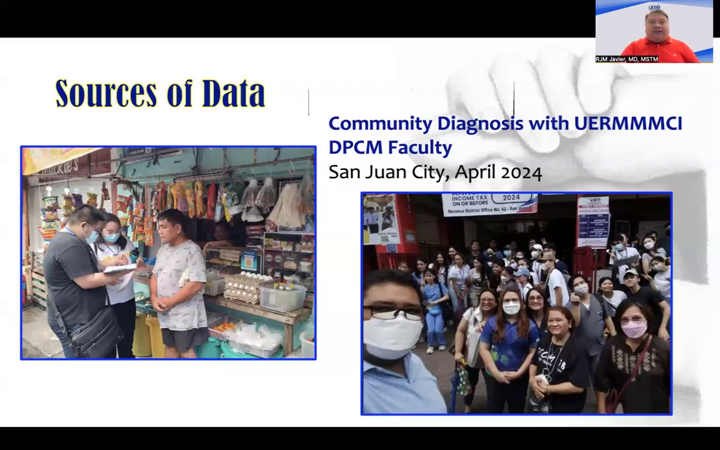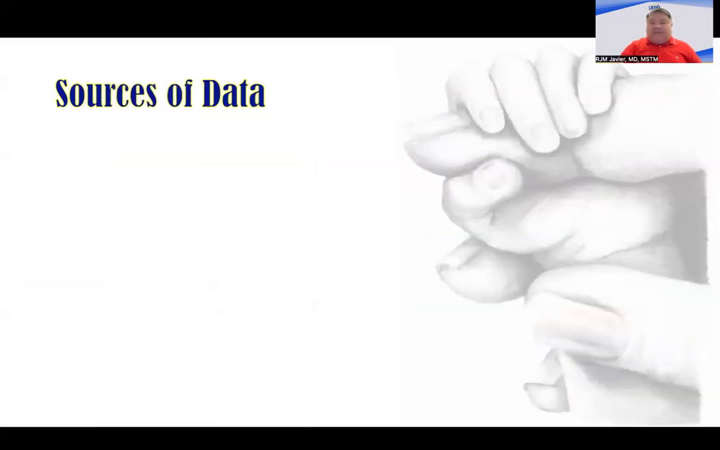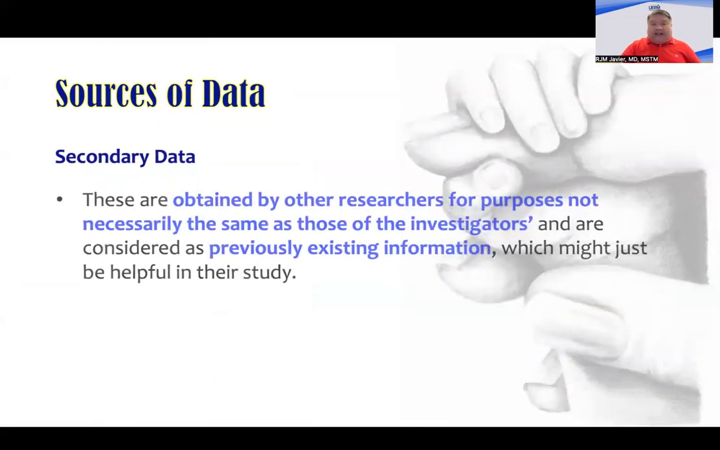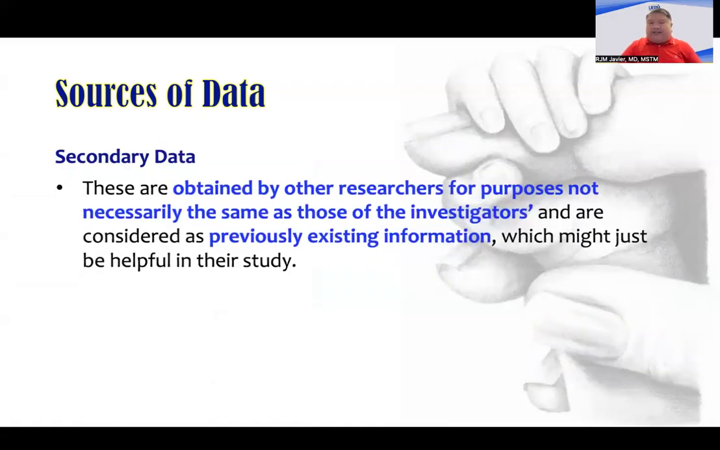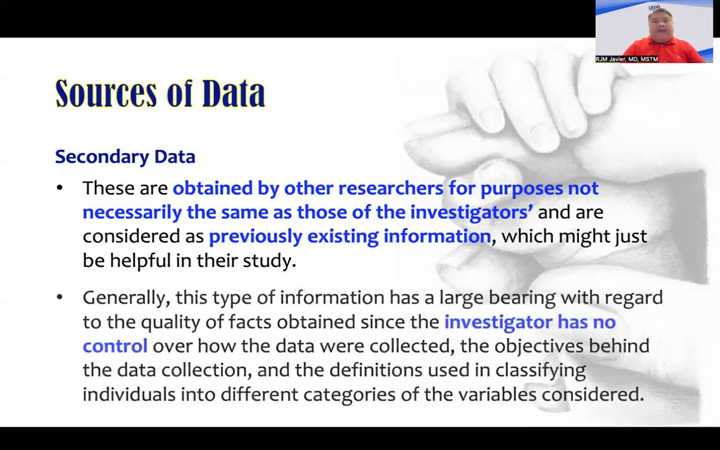In contrast, we also have our secondary data. When I talk of secondary data, these are obtained by other researchers, rather, for purposes not necessarily the same as those of your particular study, and are therefore considered previously existing information which might just be helpful in their study. For example, if there is a particular registry and you look for data in such registries, that would be an example of your secondary data.